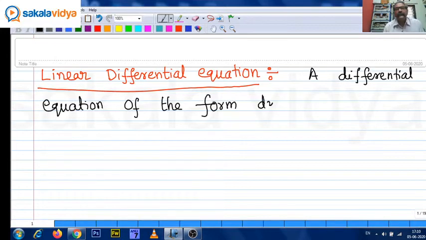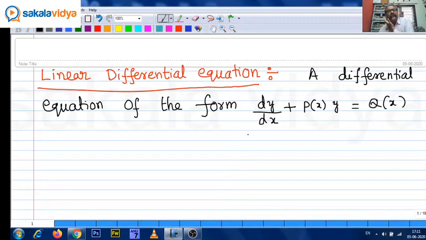dy by dx plus p of x into y equal to q of x. P of x is a function of x, q of x is also a function of x. Or even the reverse we can take: a differential equation of the form dx by dy plus p of y into x equal to q of y. That is also a linear differential equation itself only.